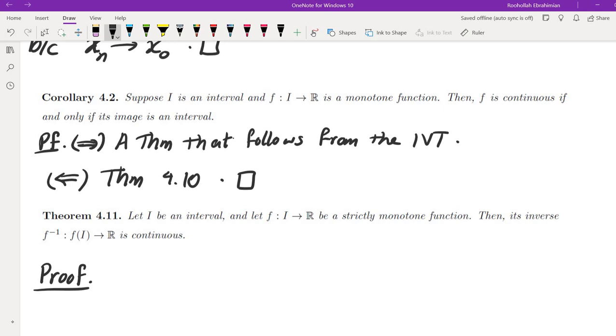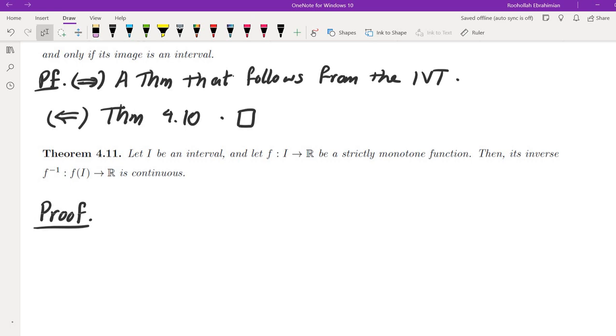Okay, so next we are going to get to the main theorem, and this is a very important theorem that we'll use, and next time we'll talk about some more examples on this theorem. Let I be an interval and let f from I to R be a strictly monotone function, then its inverse is a continuous function. So the inverse of a strictly monotone function is in fact continuous.